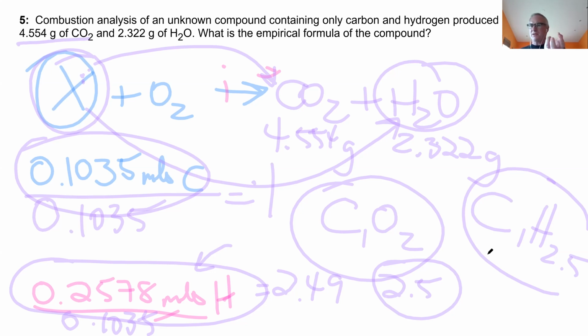And so the simplest ratio that has whole numbers is 2 and 5. That's as simple as we can make it without getting fractions. So we write it down finally as C2H5, okay? Okay, thank you so much, Professor. Hey, no worries, no worries.